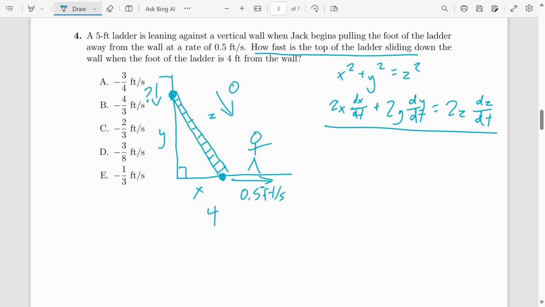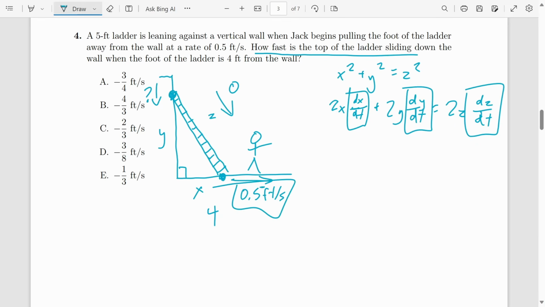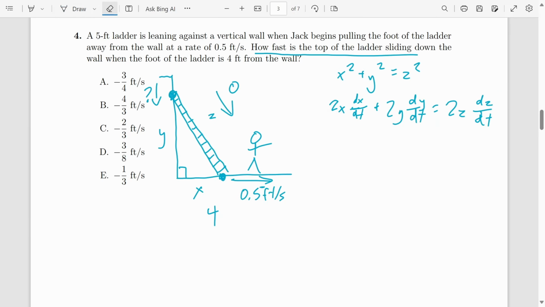This actually still holds true no matter what variables these all equal. That's the cool thing about the Pythagorean theorem and related rates. And now we have these dx, dy, dz over dt's, which represent the speeds that these ladder points are moving at, that x, y, and z are growing by. Since we have those integrated into our equation, now we can use them to figure out what dy over dt is. That's what we're trying to find.